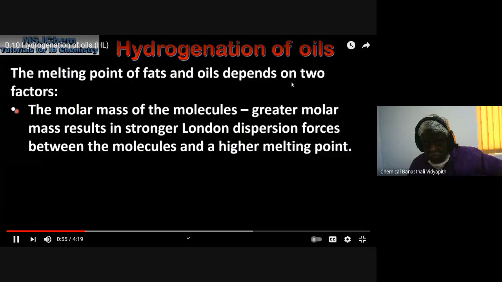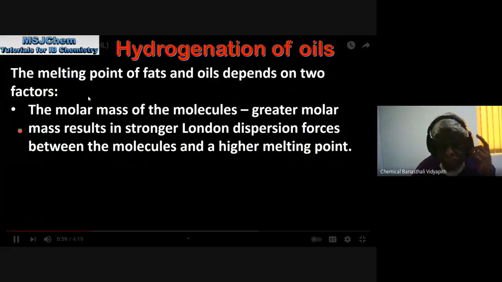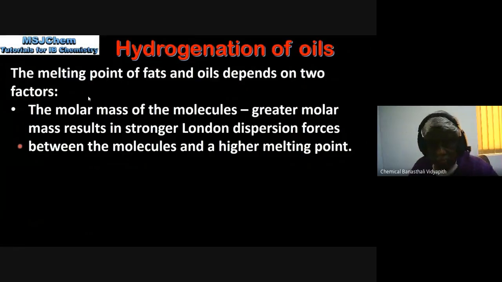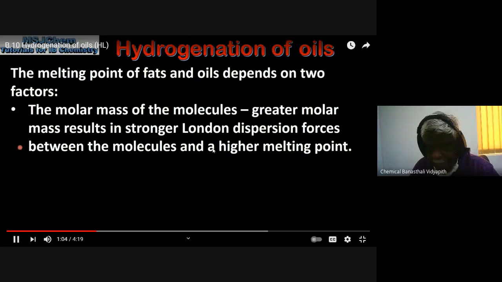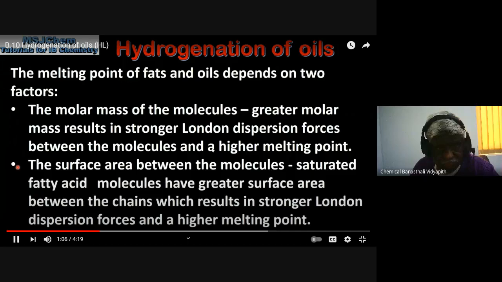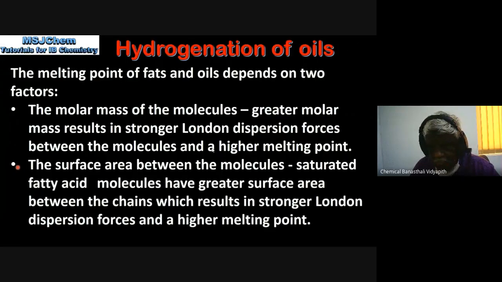The first factor is the molar mass of the molecules. Greater molar mass results in stronger London dispersion forces between the molecules and a higher melting point. The second factor is the surface area between the molecules. Saturated fatty acid molecules have greater surface area between the chains, which results in stronger London dispersion forces and a higher melting point.